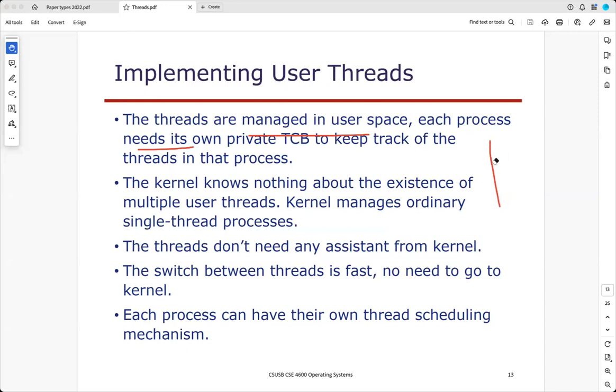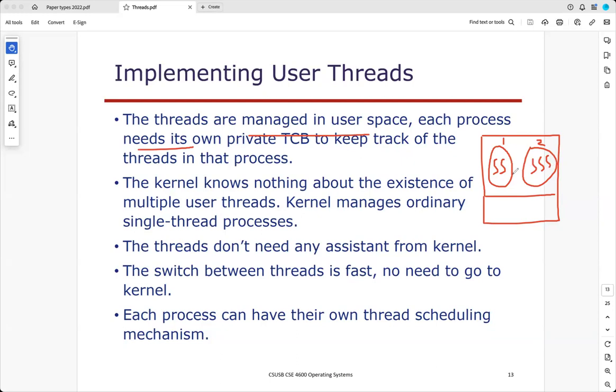Now, for example, we have the user space and the kernel space. In the user space, we have two processes, process 1 and process 2. In process 1, we have 2 threads. In process 2, we have 3 threads. And these threads are all implemented as user threads.